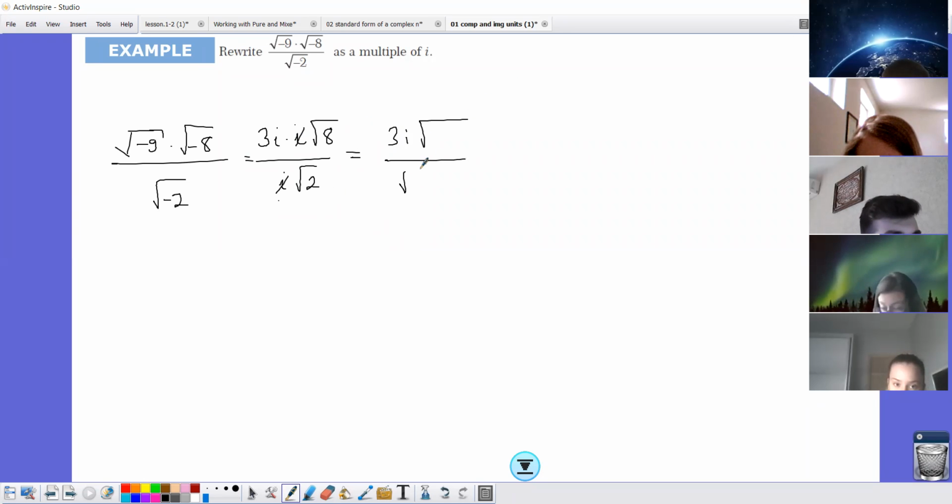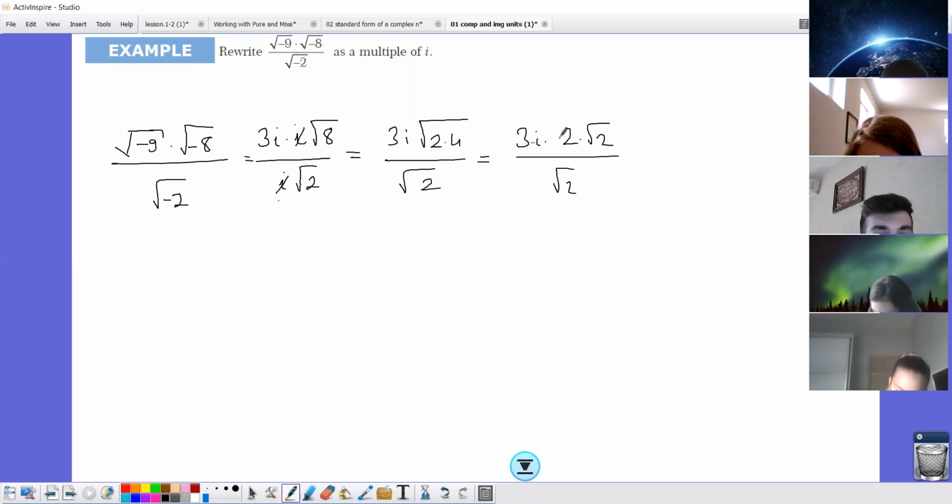In root of 8, can I write 8 as a multiplication of two numbers? Yes, 2 times 4. So we can simplify then. Can I take the 4 out of the root? What is root of 4? 2. So I'm taking it out. I have 3i here, and I will have 2 from here, and root of 2 will be there over root of 2.